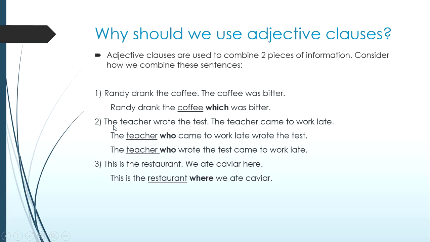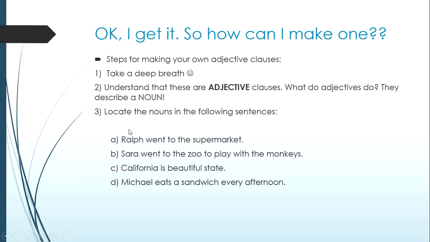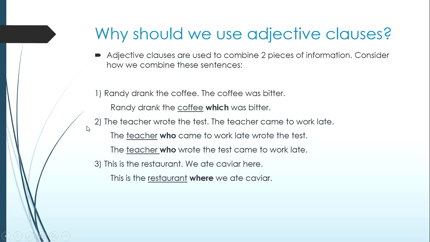And take a look at this second example. The teacher wrote the test. The teacher came to work late. So what am I repeating here? Right? I'm repeating the noun, the teacher. I have that on there twice. So I can omit one of those nouns and just use who to make it shorter. So I can either change it 2 ways. The teacher who came to work late wrote the test, or I can even say the teacher who wrote the test came to work late.